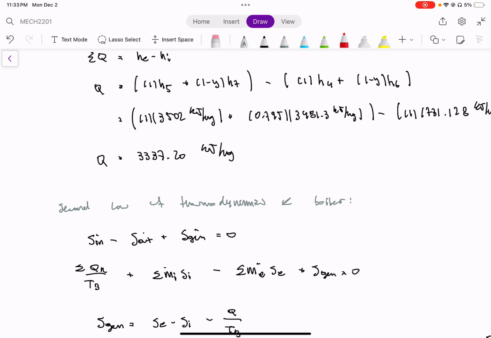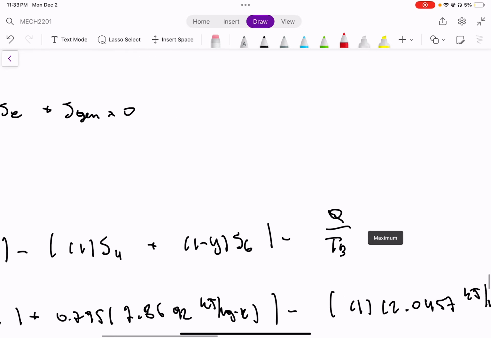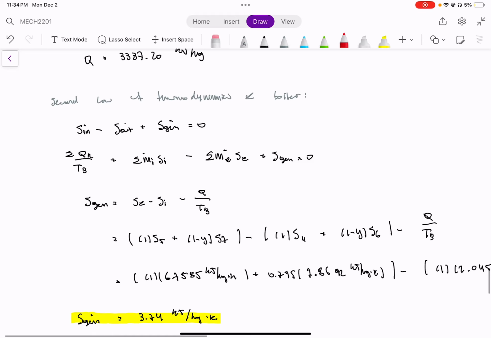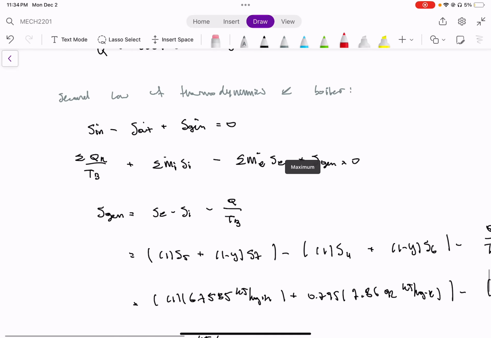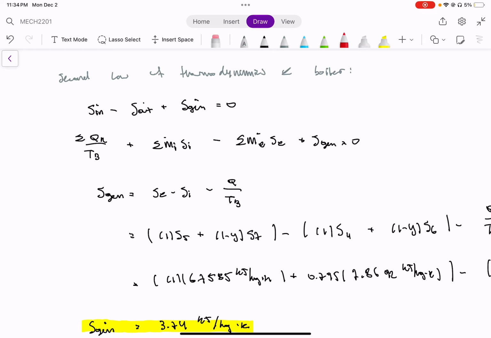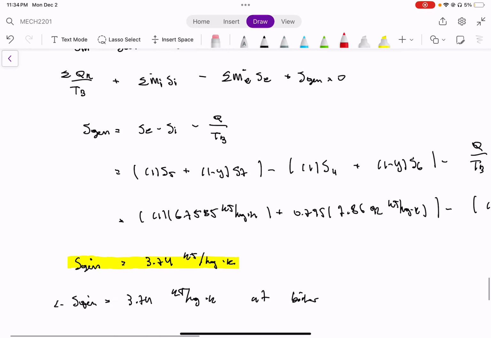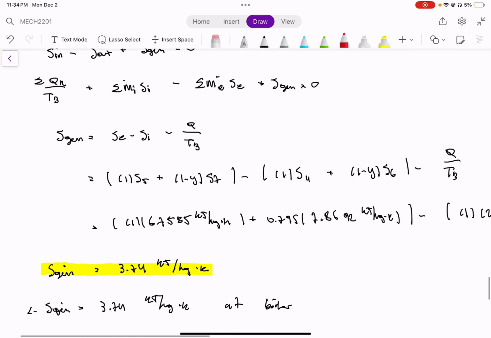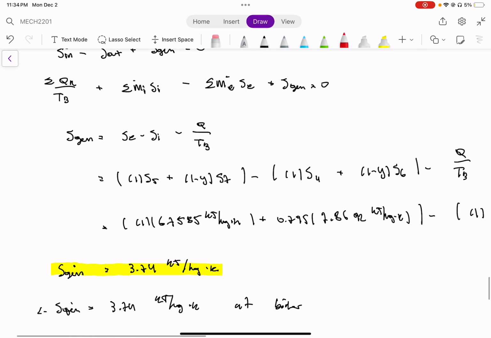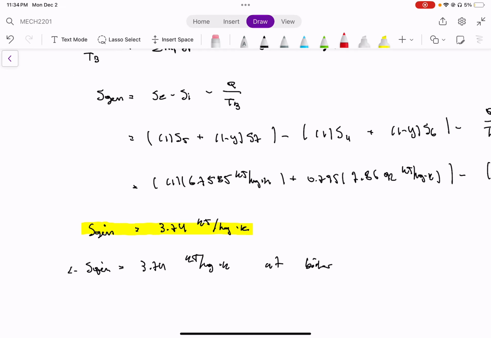333.72 kilojoules per kilogram. Now we can apply the second law of thermodynamics because we couldn't neglect this Q right here. Then we're going to be setting it to 0. Then we're going to isolate for Sgen, and there again there are multiple flows of mass, and when we plug in every known value that we have, along with the flow of mass, we get that Sgen equals 3.74 for the boiler.